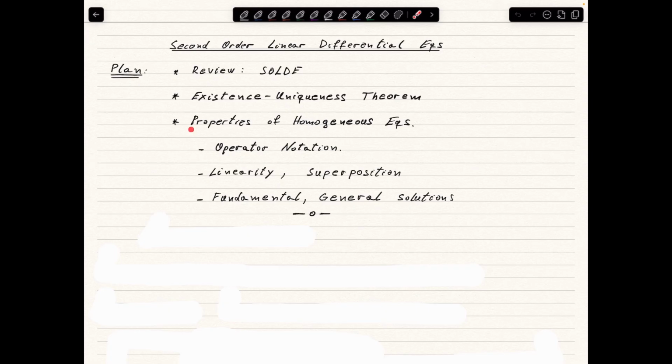Then we are going to focus on properties of a particular type of these equations, which are the homogeneous linear differential equations. To talk about these properties, we are going to introduce operator notation, and then the properties we are going to focus on are linearity and superposition. Then we are going to introduce fundamental solutions of these equations, and we are going to show a result about the general solutions of these equations. So this is the plan for today.